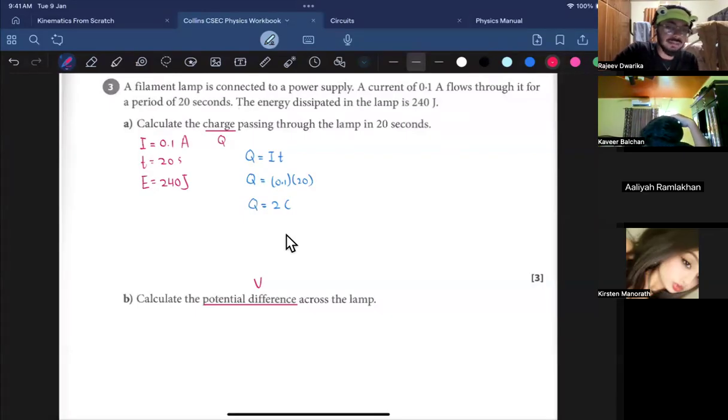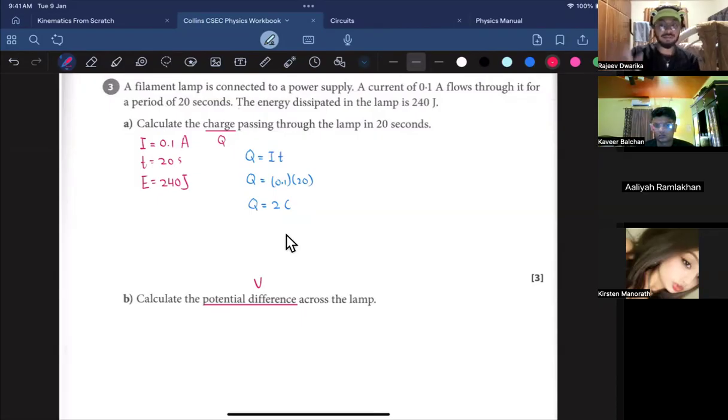All right. So Aliyah, they want me to find voltage. This one might be a little harder, but look through the formulas. See if any formula has voltage, charge, and things like that. Check through the formulas.